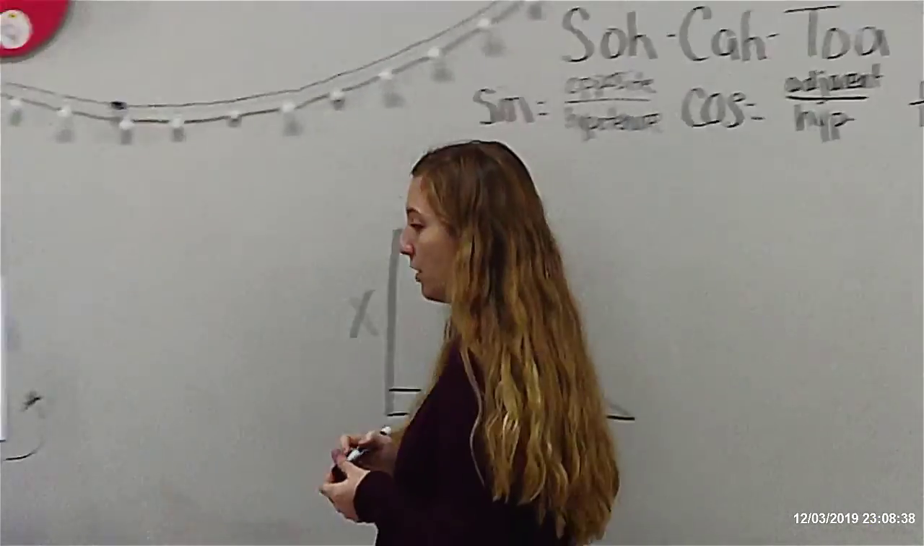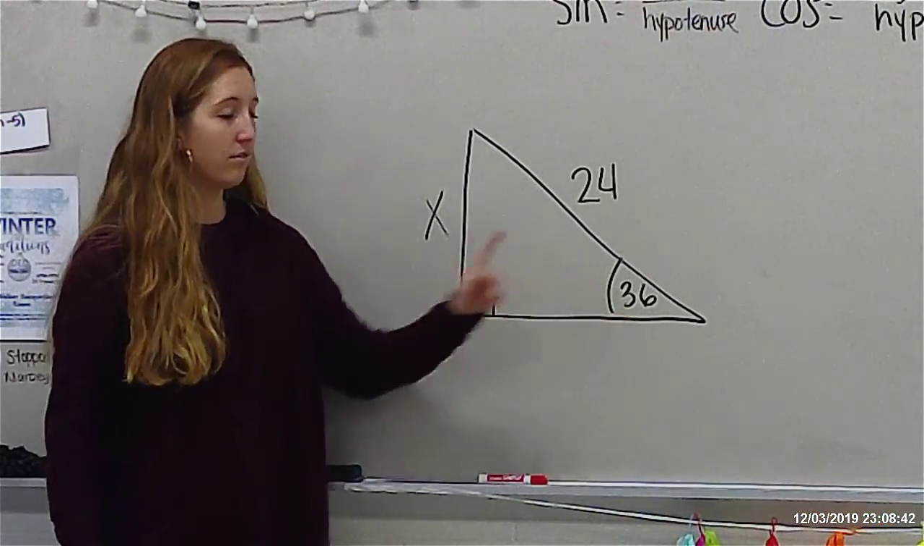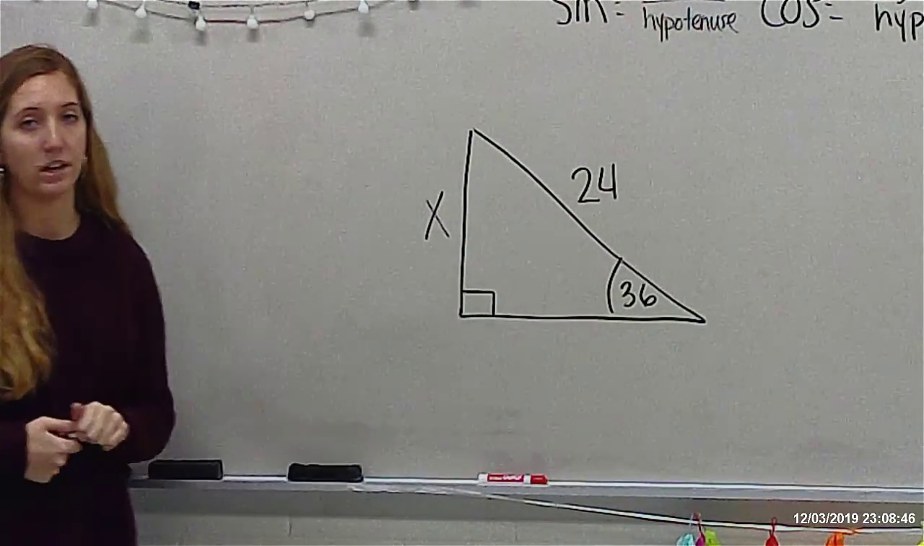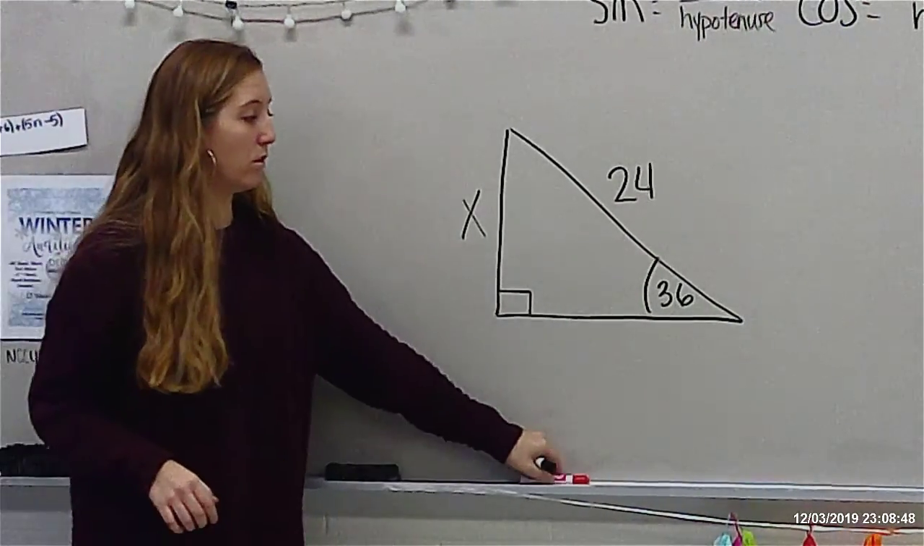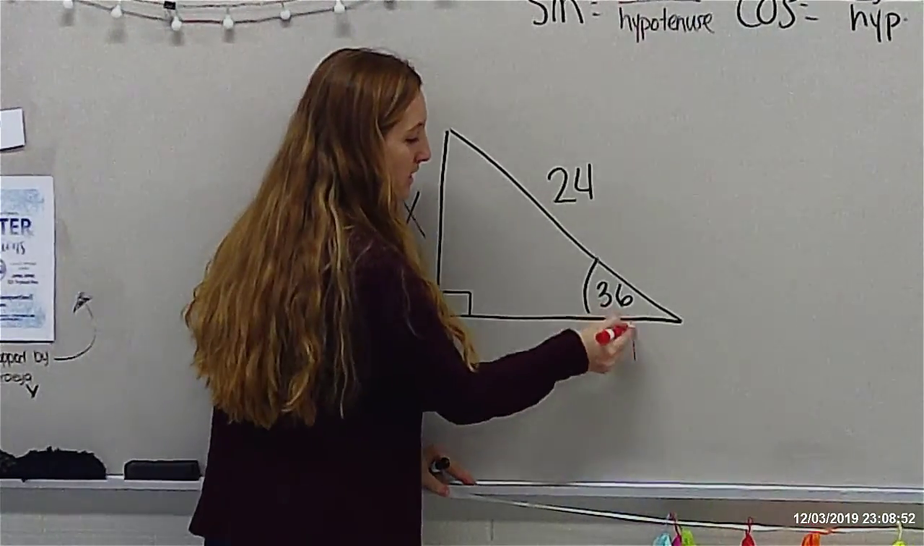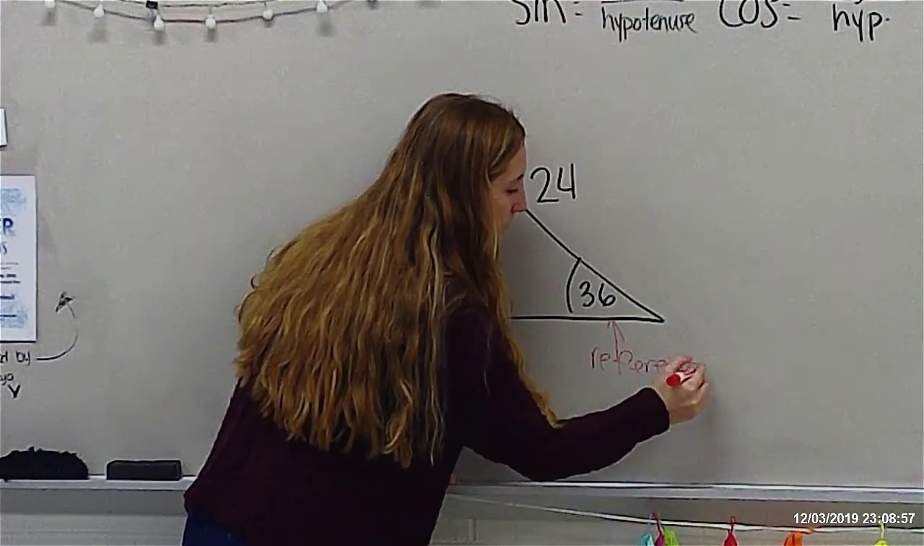Okay? So for the problem that we have here, we have a right triangle, we have an angle of 36, we have a side of x, and a hypotenuse of 24. So we want to first find our reference angle, which happens to be 36. This is what we call my reference angle.